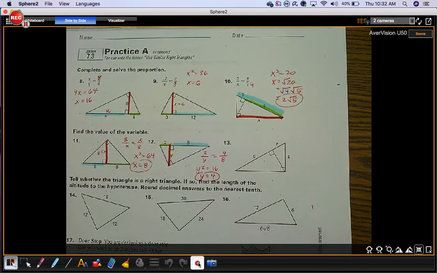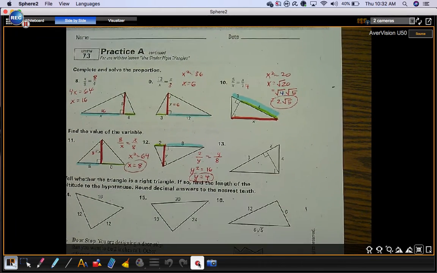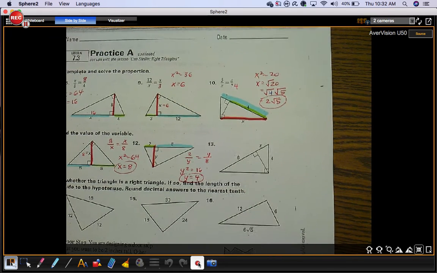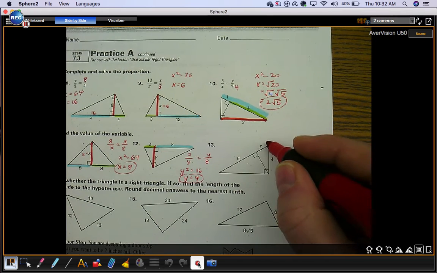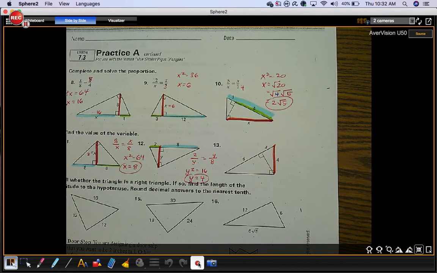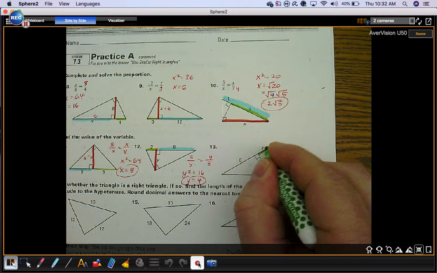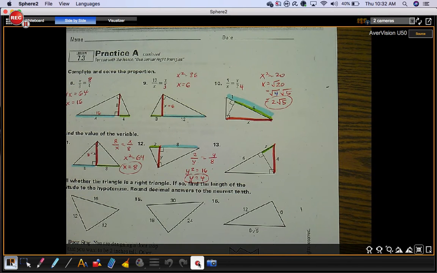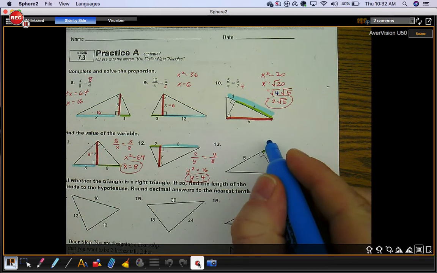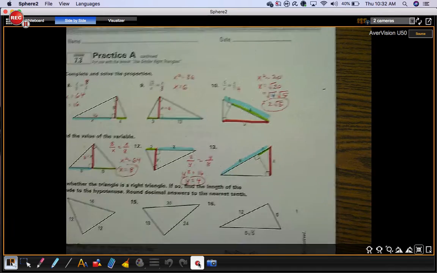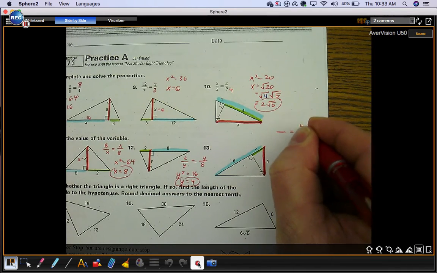That's what that means. We're going to do the same thing for this number 13. We don't have the altitude to the hypotenuse. They don't ask us to find it. But we do have a leg of the big right triangle. That's going to act as the geometric mean. Now watch yourself. It's going to be the geometric mean of the small piece of that hypotenuse that touches it, and then the entire hypotenuse. So we end up with this proportion.